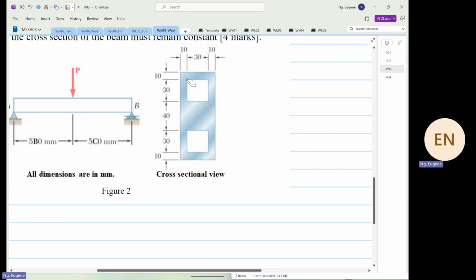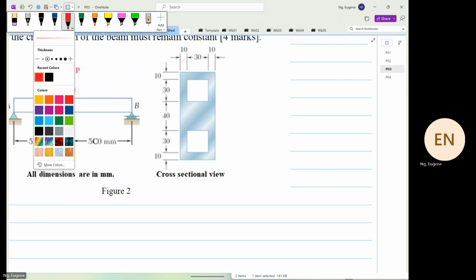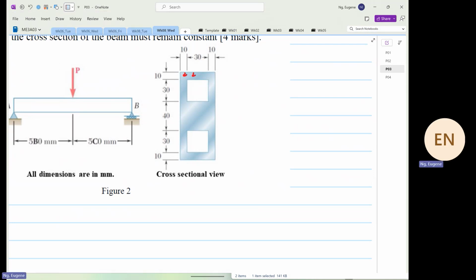Too thick. We're going to sketch the shear flow, so we know how the shear flow will move. Yes or no? Now, let me ask you a question. Which geometry are we basing on the shear stress, on the shear flow?